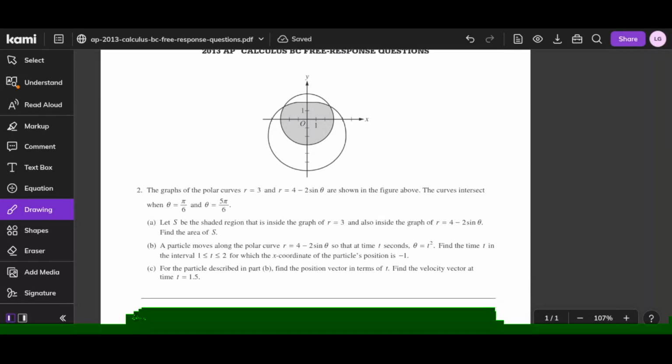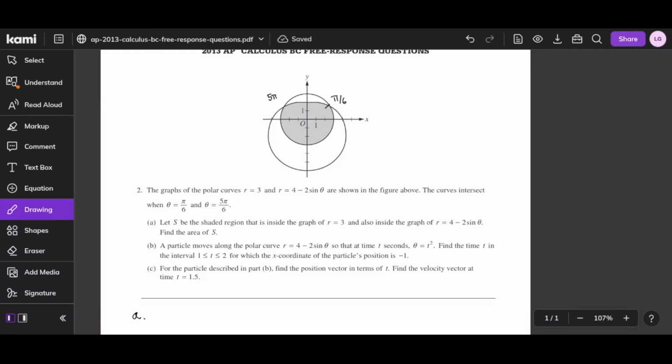This is going to be a question primarily about polar. They give us the curves r equals 3 and r equals 4 minus 2 sine theta, and also that they intersect at pi over 6 as well as 5 pi over 6. This makes the problem a bit easier.